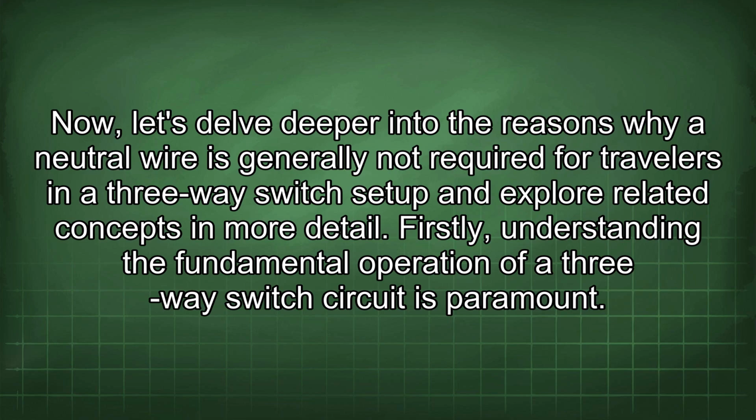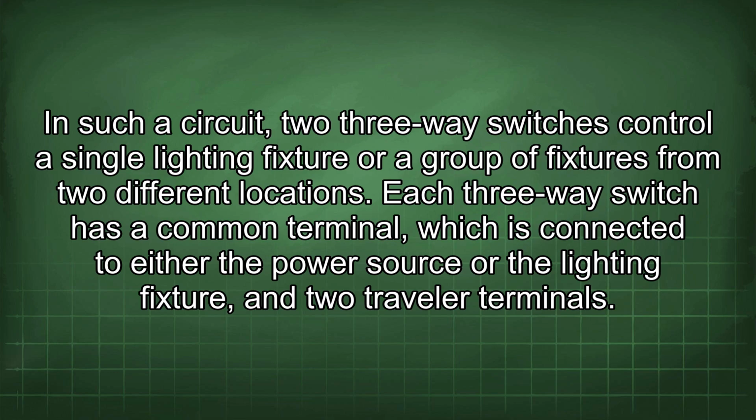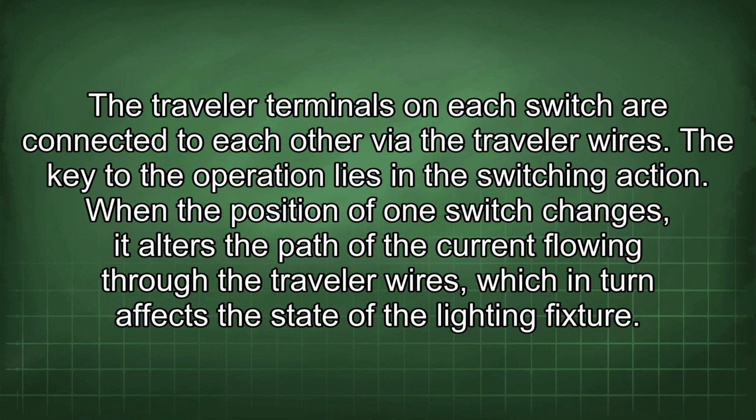Now let's delve deeper into the reasons why a neutral wire is generally not required for travelers in a three-way switch setup and explore related concepts in more detail. Firstly, understanding the fundamental operation of a three-way switch circuit is paramount. In such a circuit, two three-way switches control a single lighting fixture or a group of fixtures from two different locations. Each three-way switch has a common terminal, which is connected to either the power source or the lighting fixture, and two traveler terminals. Traveler terminals on each switch are connected to each other via the traveler wires.